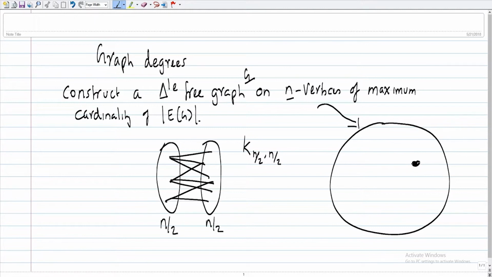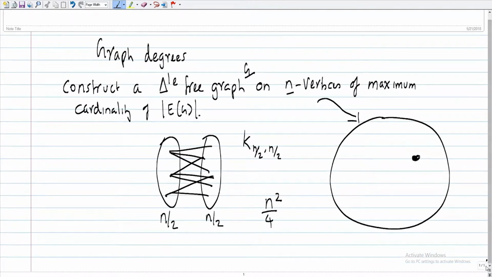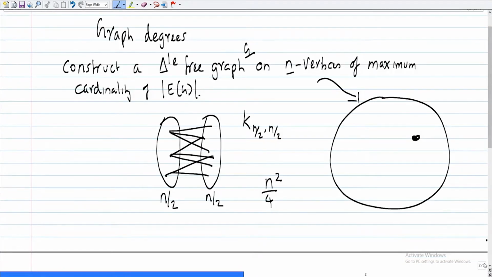Fine. Now, what do you think? You think this is this number n square by 4? Can you improve it? Can anybody try to improve it, or give me a proof that you can't improve it at all? You can't improve, so how would you prove it? Right?